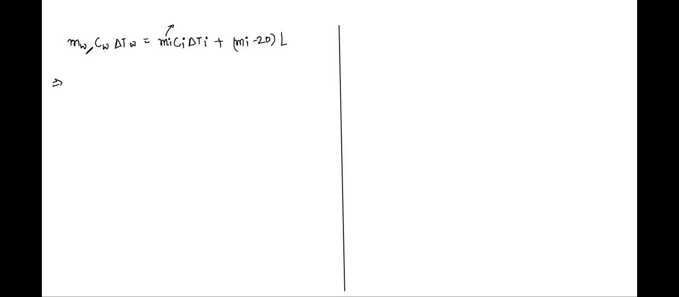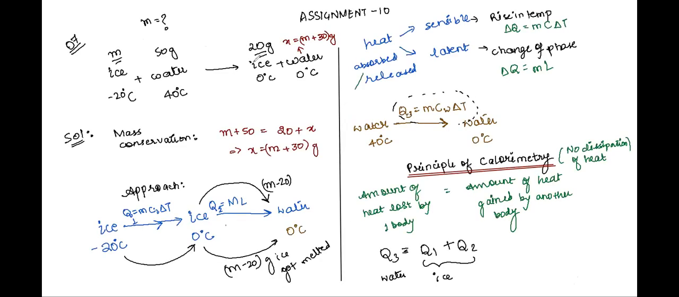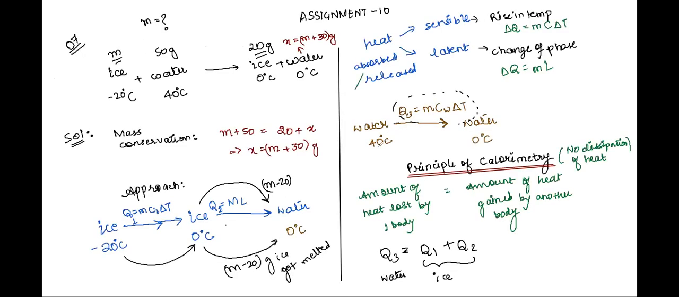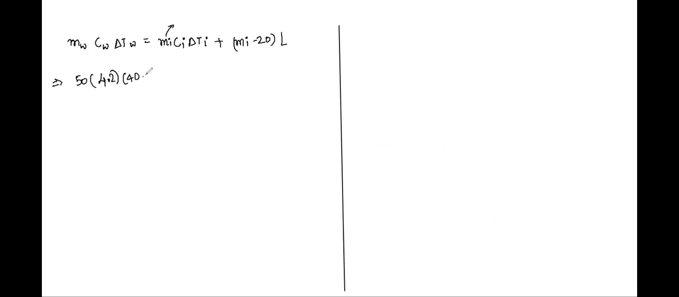The amount of water is given in the question as 50 grams. So we'll substitute 50 instead of m_w. What is the specific heat capacity given in the question? The specific heat capacity for water given is 4.2 joule per gram, so we'll take this as 4.2. And how much is the fall of temperature in water? From 40 it comes to 0 degrees Celsius, so we'll have 40 minus 0 degrees Celsius.